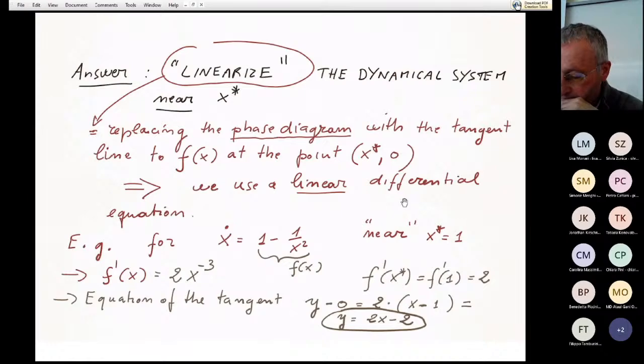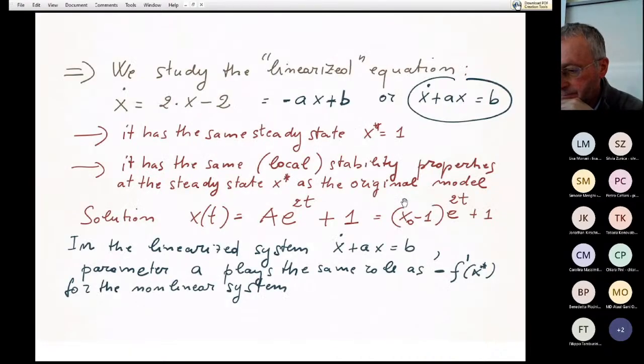This is the theory. So we studied the linearized equation, which was x dot is equal to 2x minus 2. Remember that if our perspective is on a linear model, this is minus a. So minus a is 2, so a is minus 2. A is negative, the system is unstable. It has the same steady state as the original model. It has the same stability properties as the original model. The only difference is that while in the linear model, steady states are globally stable.